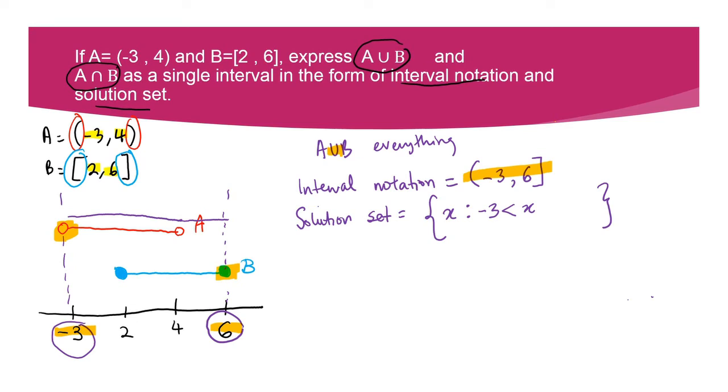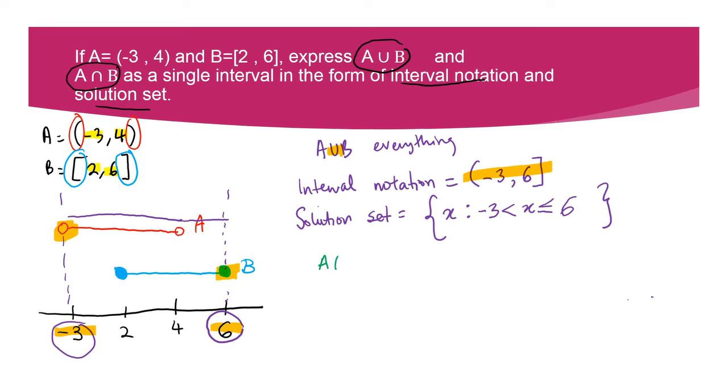Then the next number is 6. See the bracket at 6. The bracket at 6 is a closed bracket, so the symbol must have an equality. So the symbol here will be less than or equal to. That is for A union B.